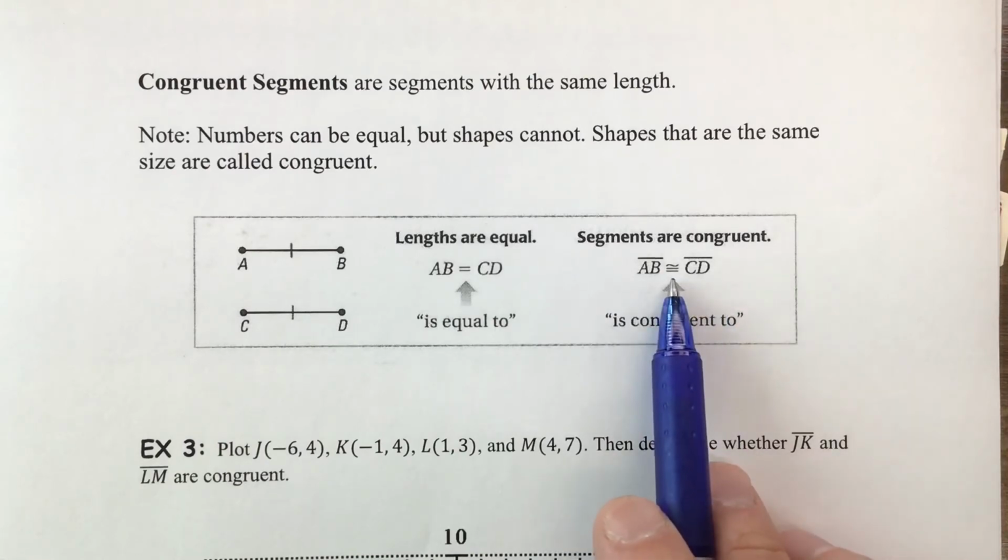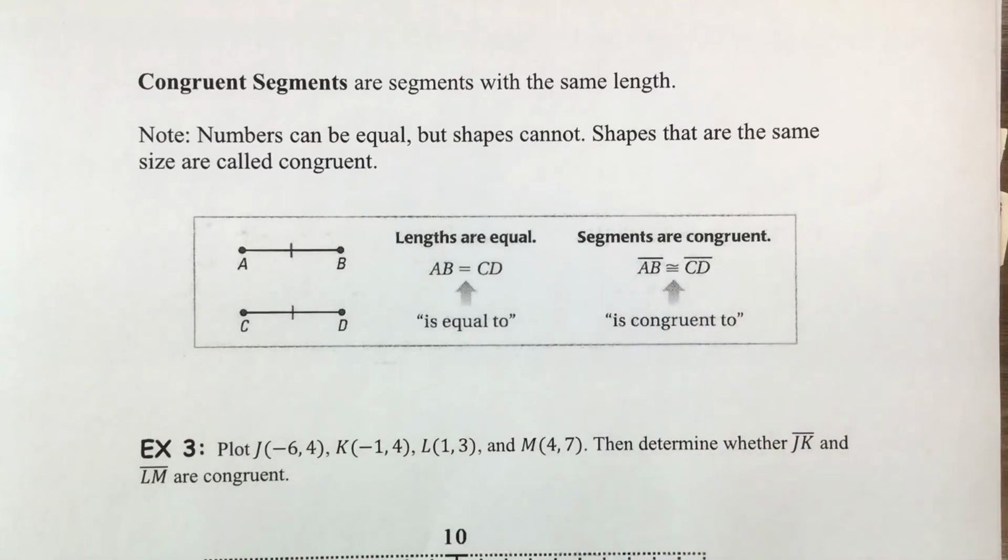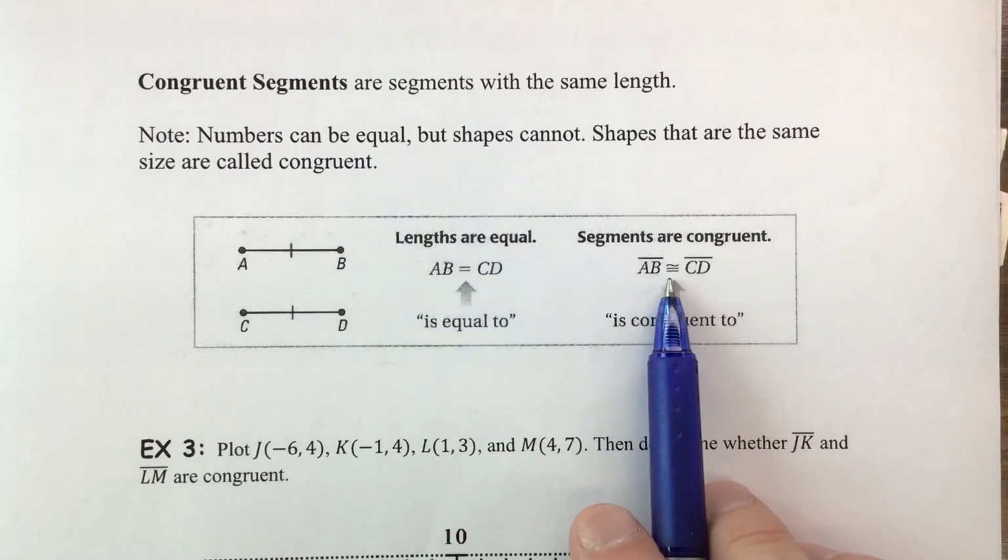The congruent symbol is going to look sort of like the equal sign, except that it also has that little wavy part on top of it, and that's the congruent symbol. So if you've got two shapes that you want to describe as being the same size, you can use the word, or you can use the symbol congruent between them.